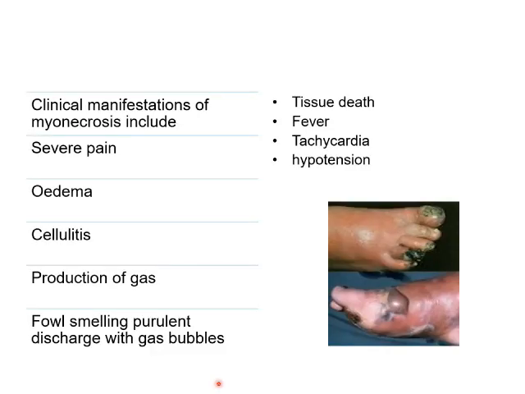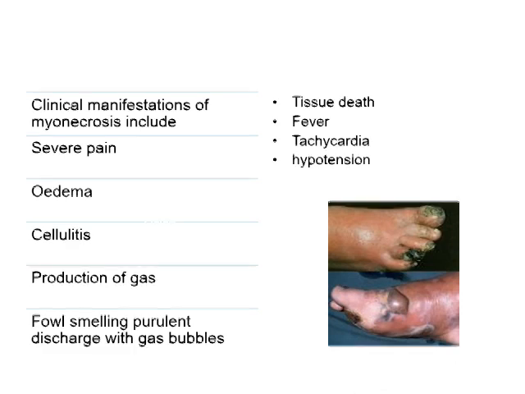The clinical manifestations of myonecrosis include severe pain in the affected area, edema, cellulitis, gas production, foul-smelling purulent discharge with gas bubbles, crepitus, as well as tense blebs containing thin serosanguinous fluid or dark fluid in the overlying skin. Tissue death may ensue. The patient may have fever, tachycardia, as well as hypotension.